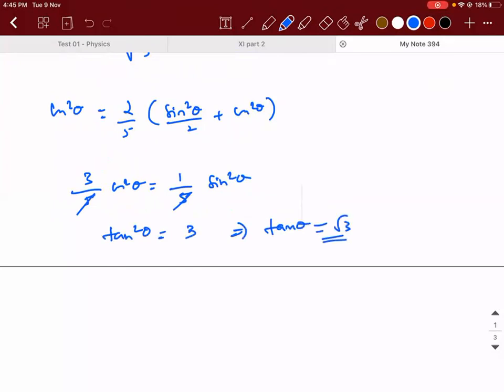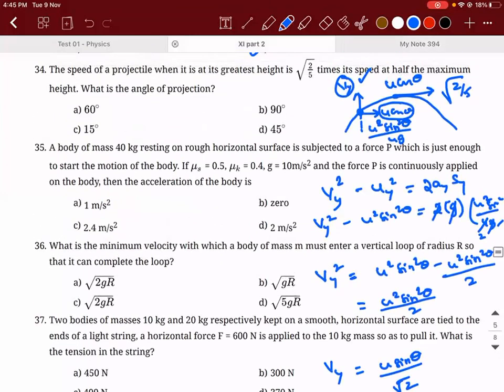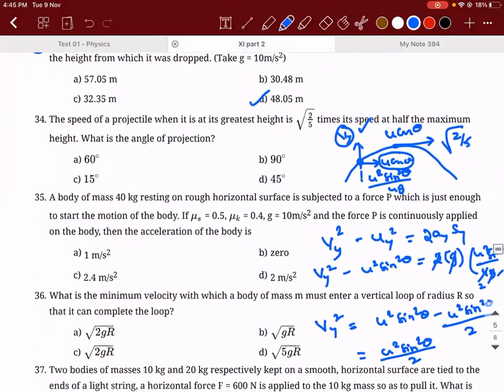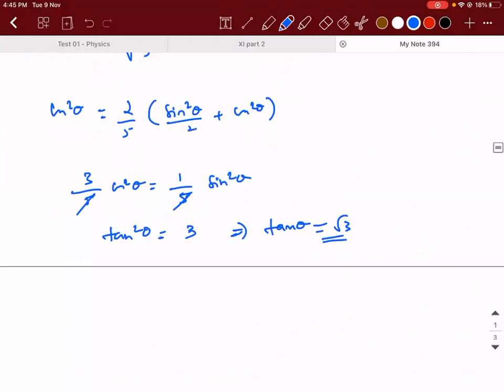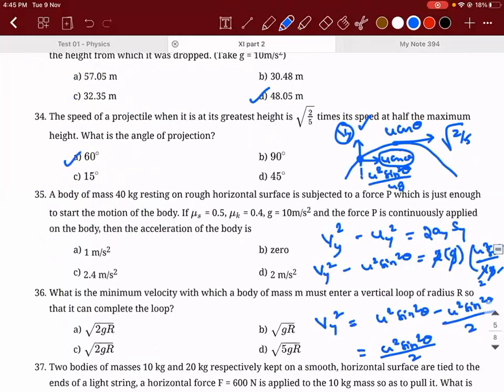What did they ask in the question? Angle of projection. Okay, tan theta is equal to root 3, so 60 degrees. That is the answer. It's a very, very good question.